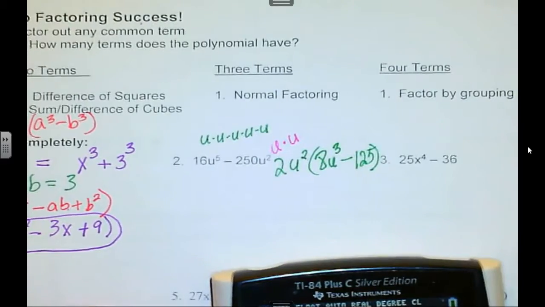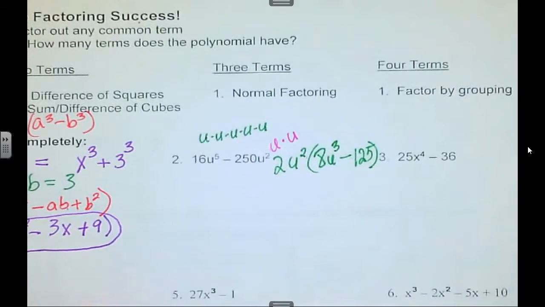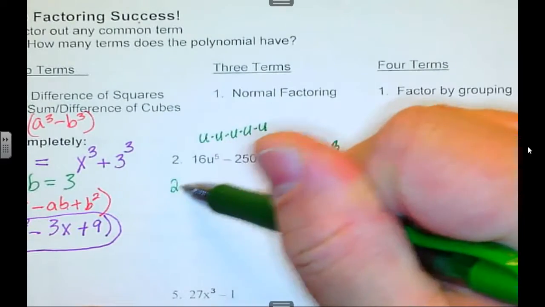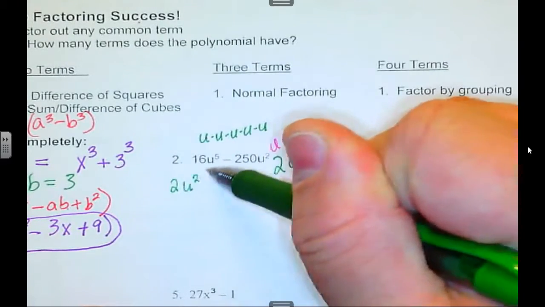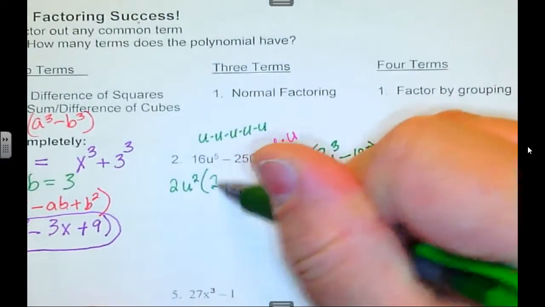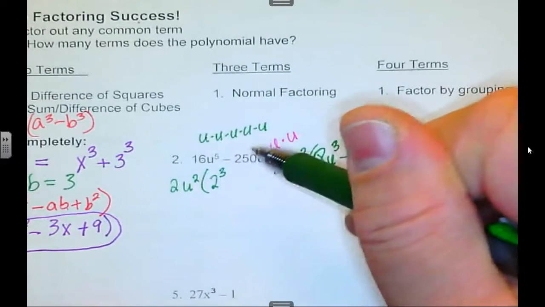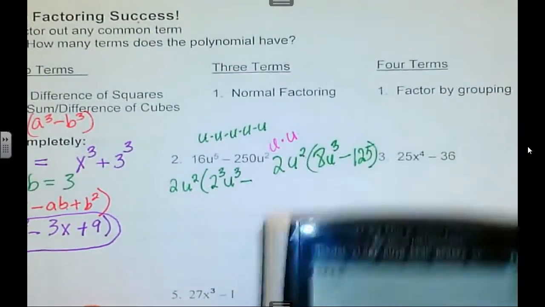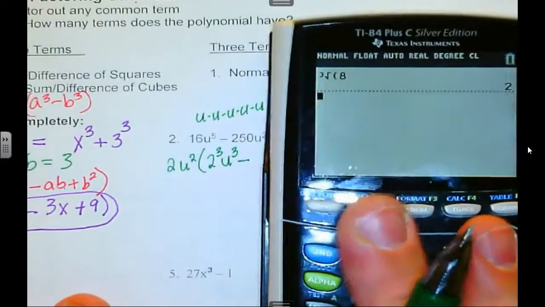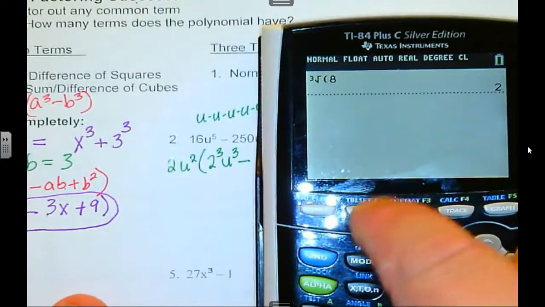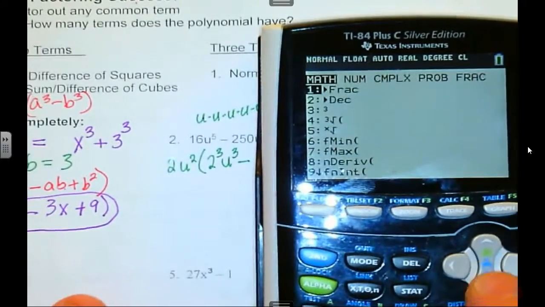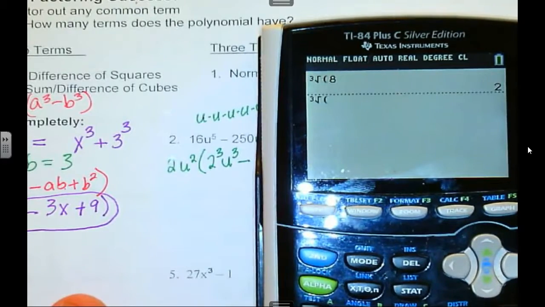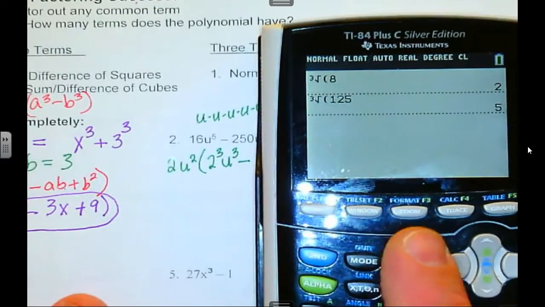Guys, quiet down. So I have 2 Utes, 2 cubed, u cubed. Let's see if 125 is a perfect cube. I bet you it is. Let's see, I'm going to hit the math key. Either hit number 4 or scroll down to cube root. And I'm going to put in 125. Hit enter. Look at that. It's 5 cubed.